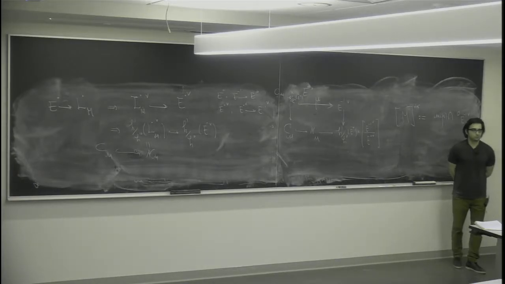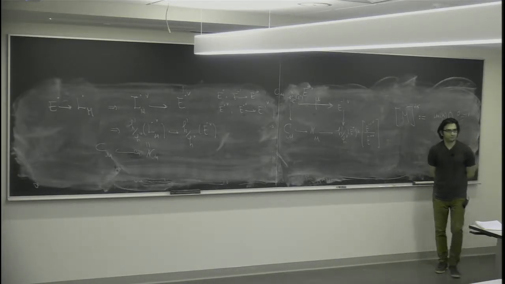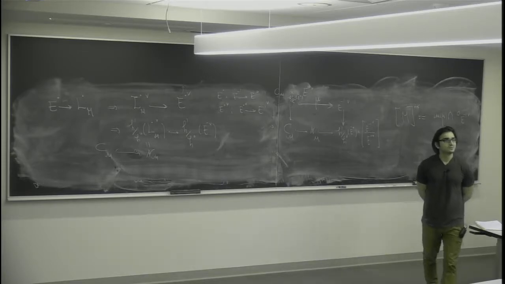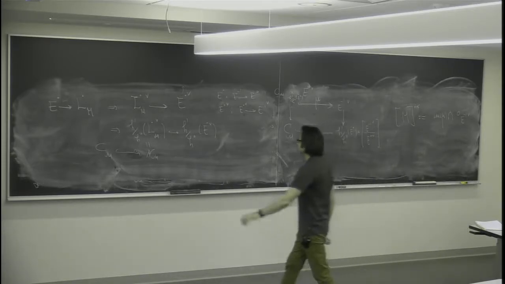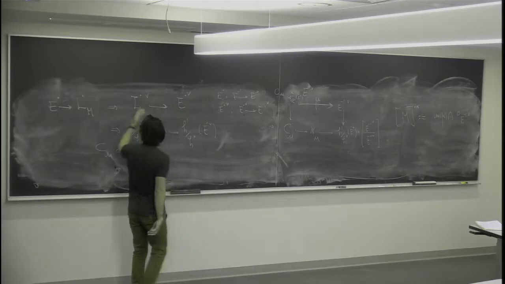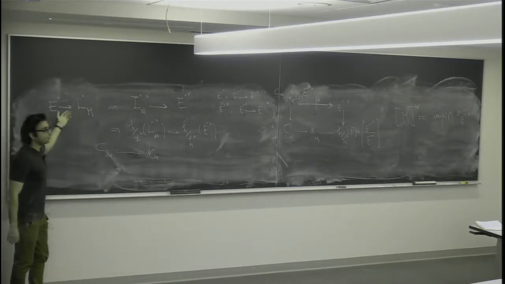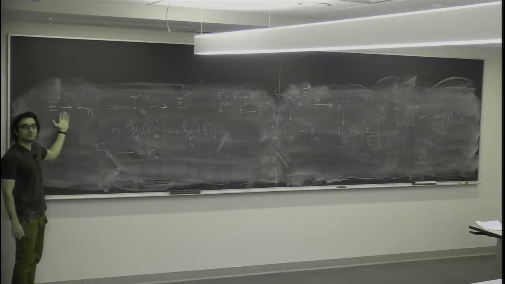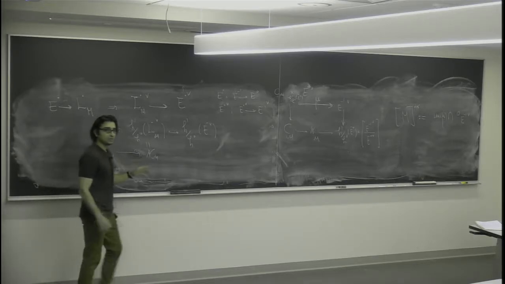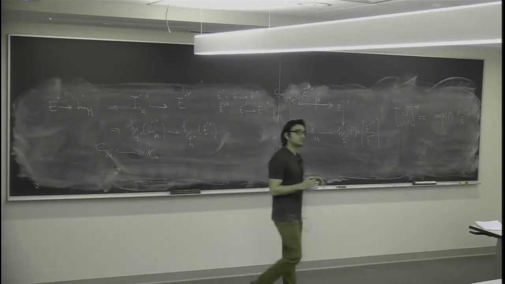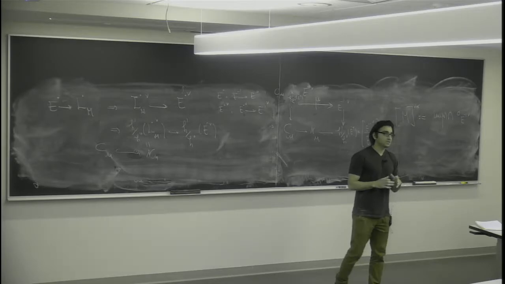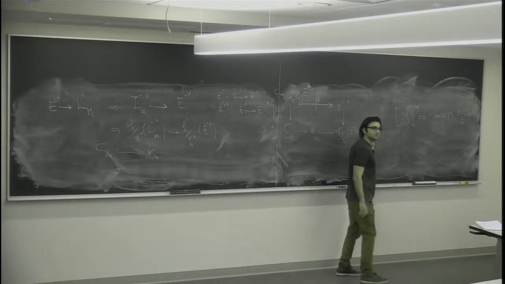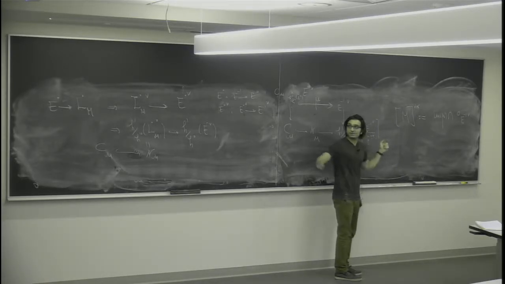Derived algebraic geometers do this in a different way. They find the right enhancement of the moduli space to a DG moduli space. And they use the cotangent shift of that DG moduli space as the object that induces the perfect obstruction.